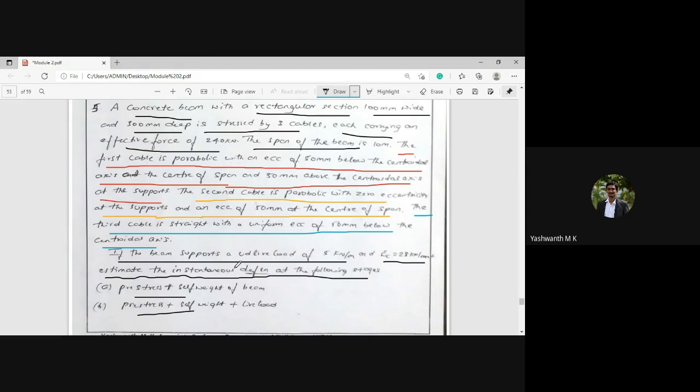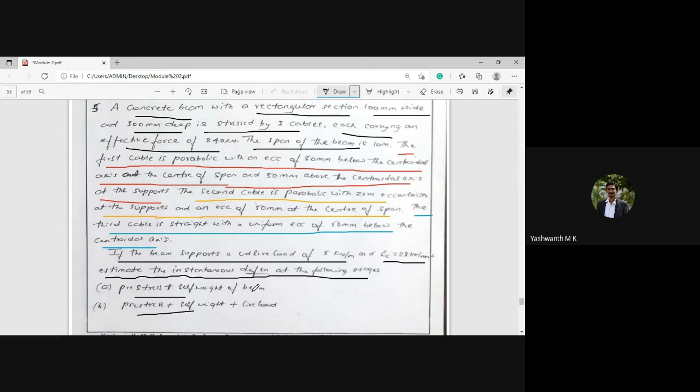As I stated, pre-stress plus self-weight is the transfer stage. Then pre-stress plus self-weight plus live load is the working stage, or I can say the service stage. Did you get my point? In these particular stages, they are asking what will be the instantaneous deflection. And one more thing, please remember, it is very, very important.